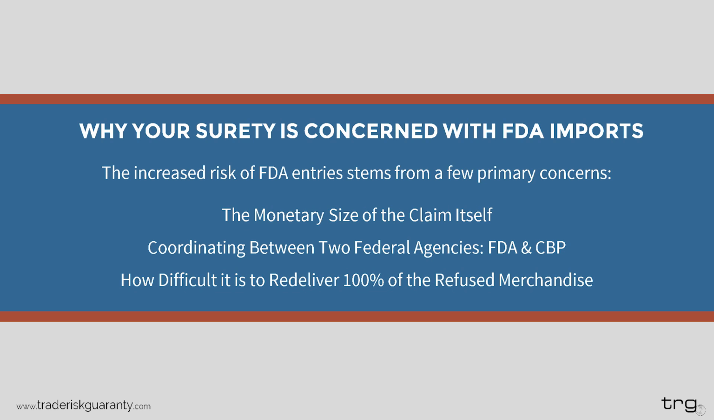And finally, as we discussed before, it is sometimes difficult to redeliver 100% of the refused merchandise. Since many of the goods regulated by the FDA are perishable, importers will ship them to their end consumers as soon as they are released from customs custody. However, as we discussed earlier, this release is conditional until the FDA issues an approval, a refusal, or the end of the 30-day period comes. Therefore, many times the goods have already been sold or used by the time a redelivery demand is issued.